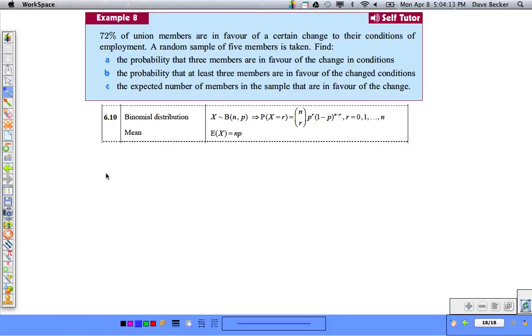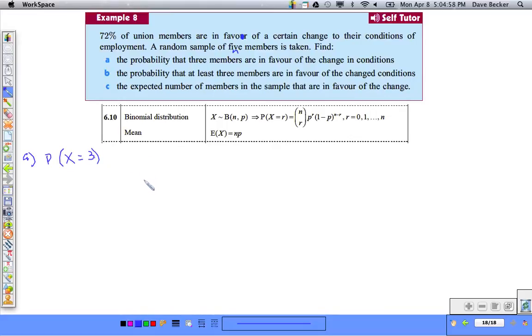So that's good. Okay. 72% of union members are in favor, thank you England and Australia, of a certain change to their conditions of employment. A random sample of 5 members is taken. So there's our n right there, 5 trials. Find the probability that 3 members are in favor of the change in conditions. So we are interested in the probability that x is equal to 3.